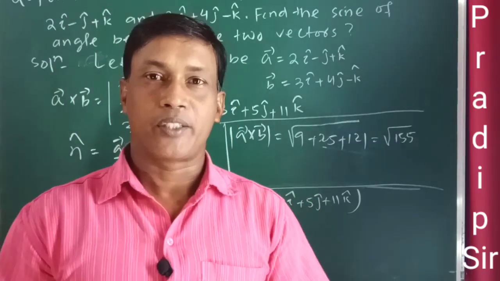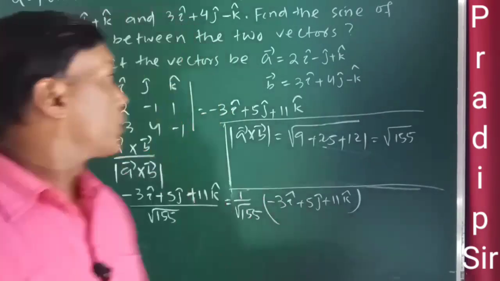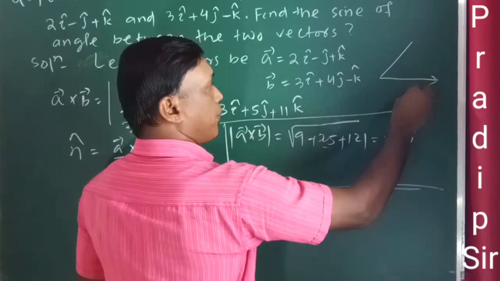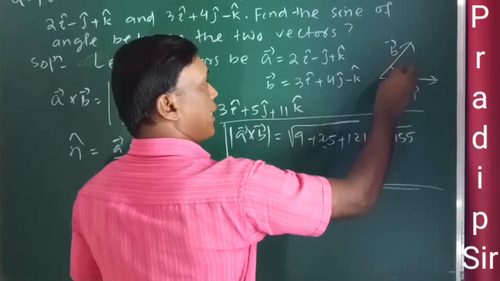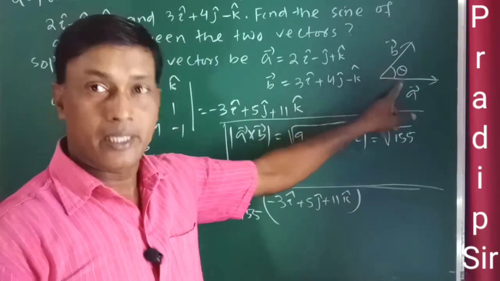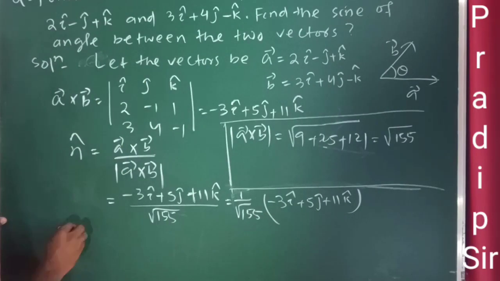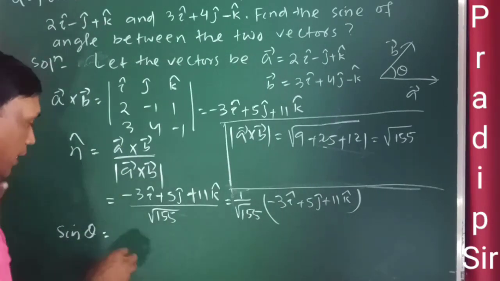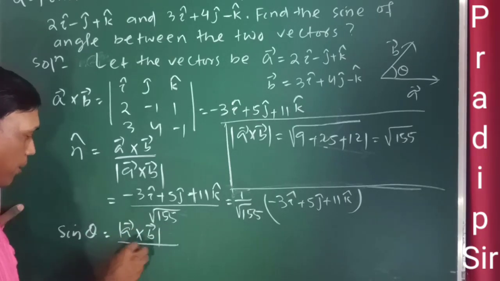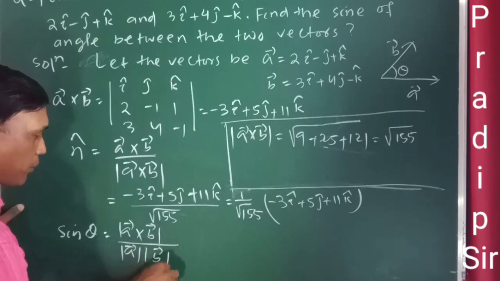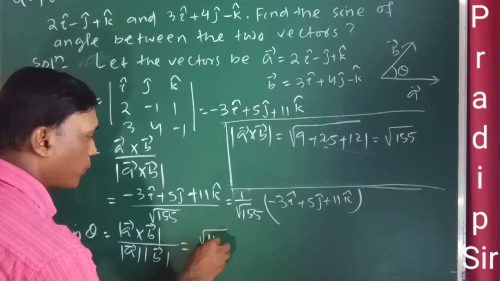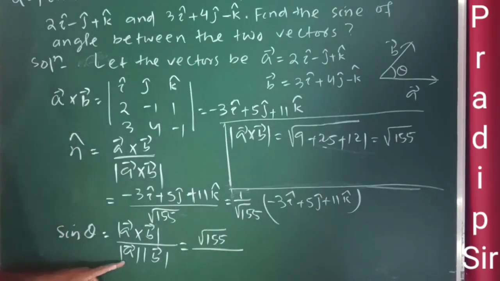Now to find the sine of angle between the two vectors. Suppose the angle between these two vectors is theta. Suppose A vector and B vector, angle is theta. You have to find the sine of angle between them, means sin theta, and here sin theta, as you know, the formula for sin theta is magnitude of A cross B by magnitude of A into magnitude of B. We have magnitude of A cross B is root over of 155, by magnitude of A.